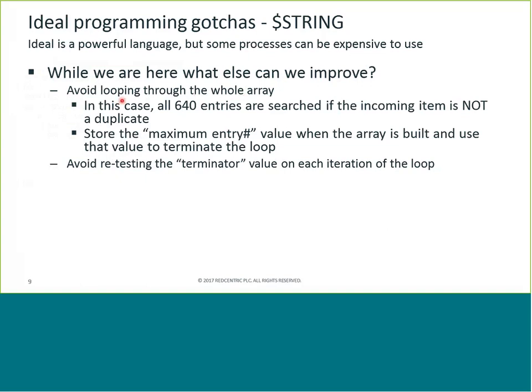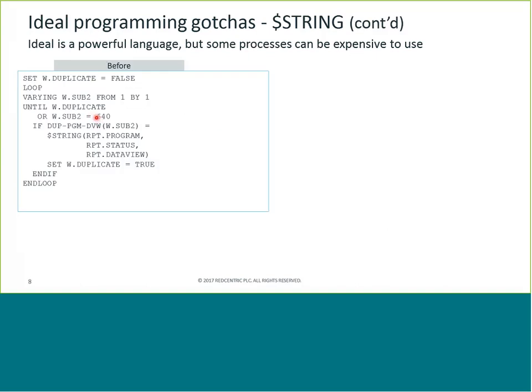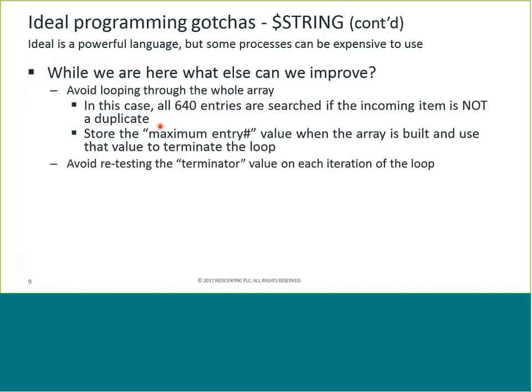Try to avoid looping through the whole array. In this case, all 640 entries are searched if the incoming item is not a duplicate. Let's come back and show you that here. Because he's going through, that's a fixed value here. If it's a duplicate, he's jumping out on the until duplicate clause. If this item is not a duplicate, it's going to go through all 640 times. That's not very efficient. Okay.